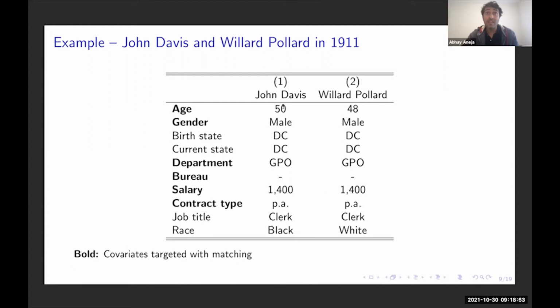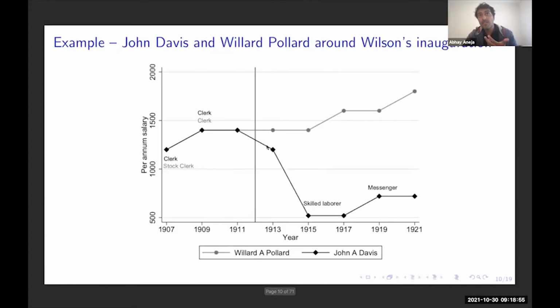What's striking is that as soon as Wilson comes into office, we see their occupational and earnings trajectories diverge. We see that they're earning the same amount in the years leading up to 1912, and then beginning in 1913, we see John Davis demoted to a skilled laborer position elsewhere in the government. And by the time Wilson leaves office, Davis is earning just a third of what his direct counterpart was earning in the civil service.